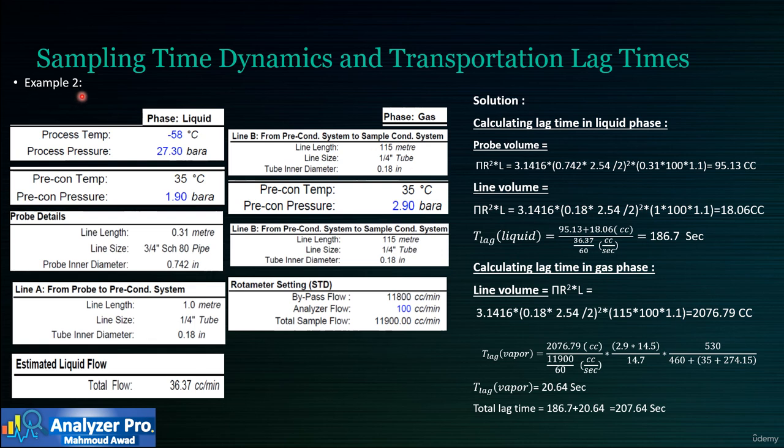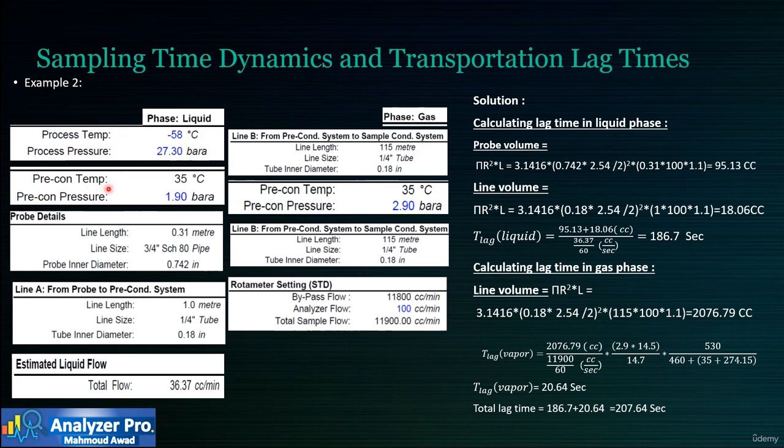Let us take a more complicated example. In this example, we will have two sides, the side before the preconditioning system where the sample is in liquid phase, in the sample probe and line A. Then in the preconditioning system, a vaporizer transforms the sample to the gas phase, in line B till it reaches the analyzer. To confirm if this design is acceptable or we need to adjust to get a shorter lag time, we have different pressure and temperature in both sides.